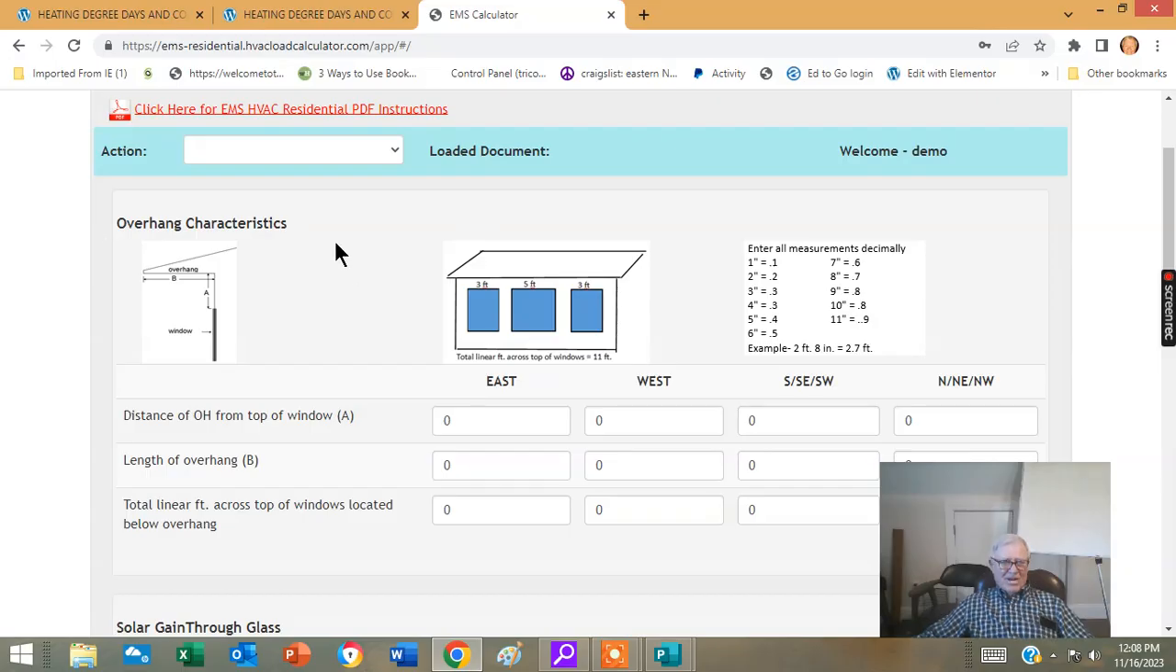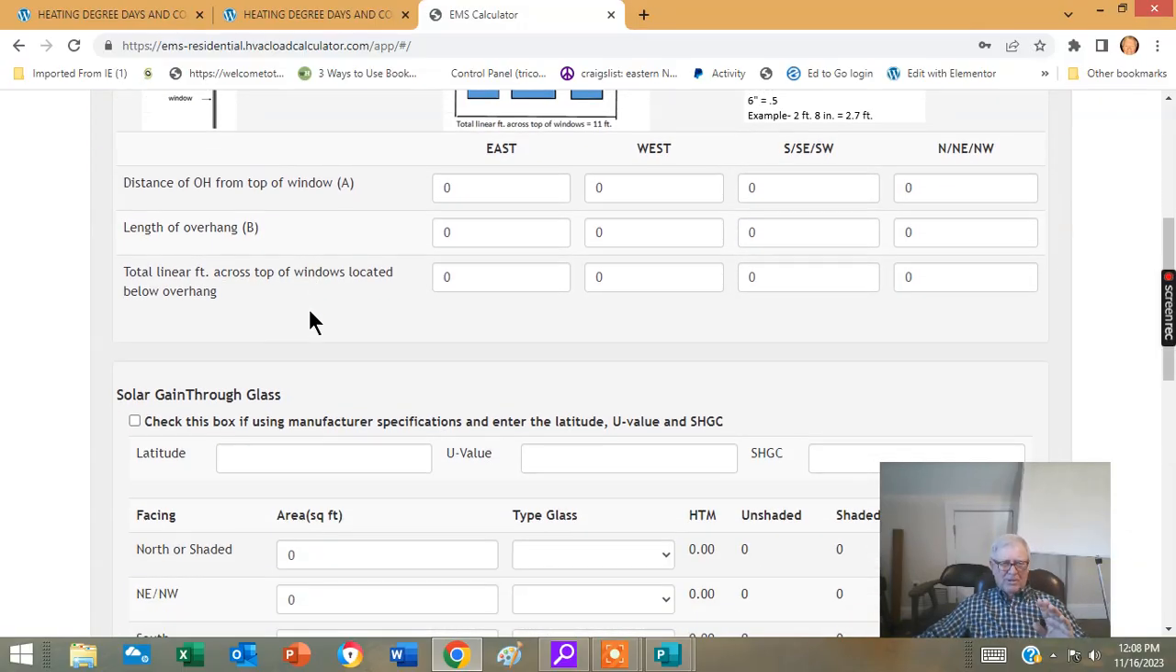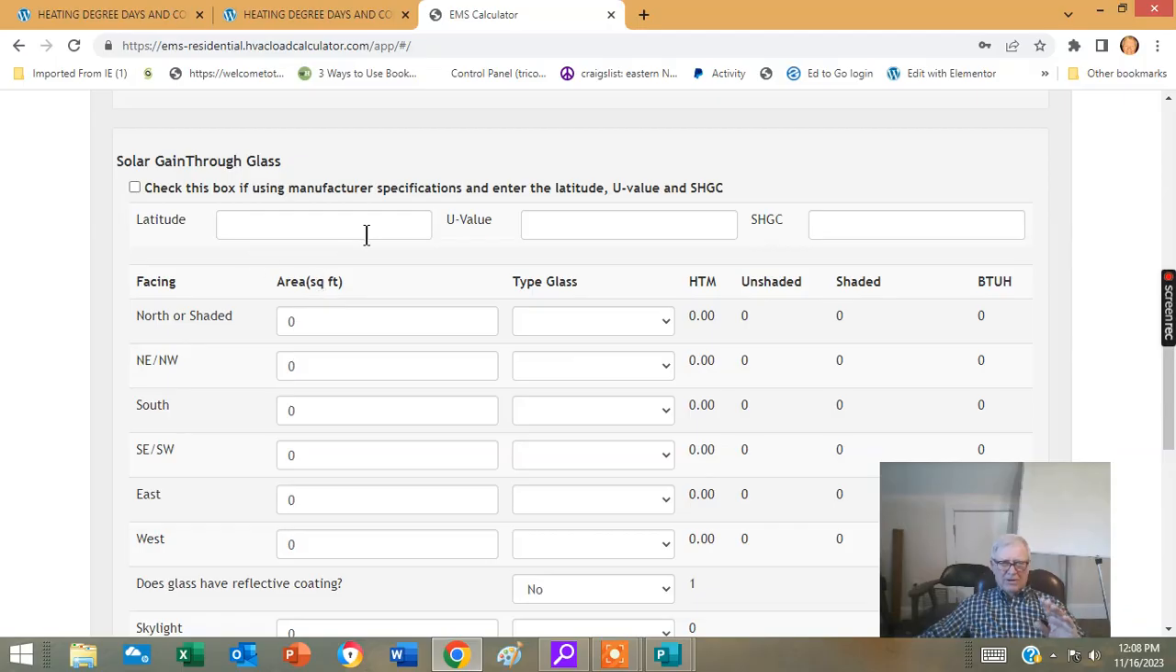Okay, the section right here is talking about overhang characteristics. I'm going to come back to that in just a second. Right now I'm going to move down a little bit, and then we'll fill in this part on solar gain through glass. If this is a house where you've got the specs on the glass, which normally would only be a new house, with a tag on the window that tells you what the U value and the SHGC are, you check this box. If you don't have that information, and in this case it's an older house and we don't have it, we do not check this box. So let's leave that box unchecked.